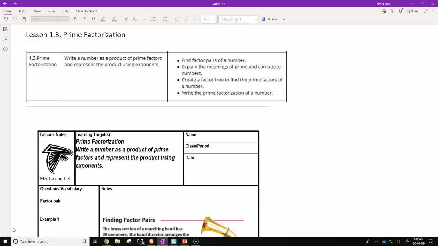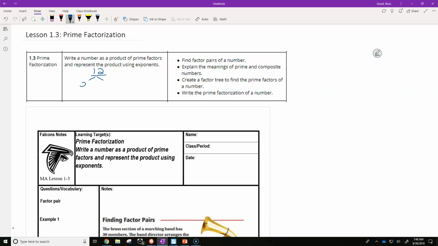So, here's what we're going to look at. Prime factorization. Today's goal is I will write a number as a product of prime factors and represent the product using exponents. Once again, that's probably something like, okay, I don't know what I'm supposed to be able to do. But mainly what I want us to be able to do today is if I give you the number 12, you're going to write it out as prime factors using the prime factorization tree.